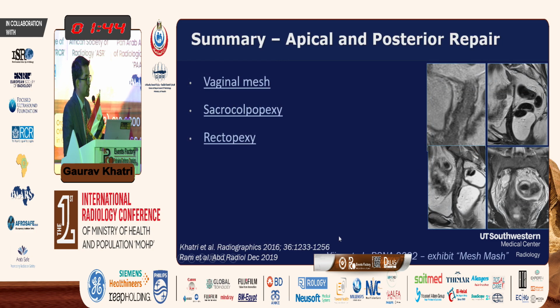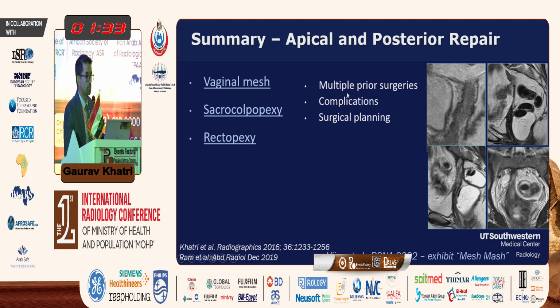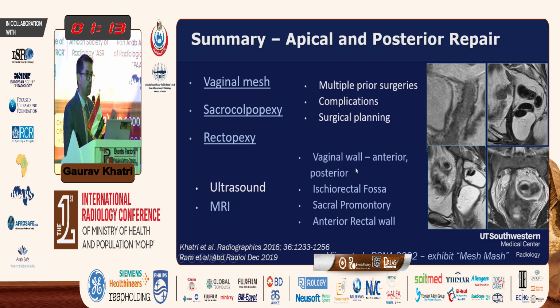Okay, so to summarize this lecture, we talked about transvaginal mesh, mesh sacrocolpopexy, and rectopexy, and these are some examples of what they look like. These patients often present with multiple prior surgeries and with various different complications, and our job is to help identify what surgery was done, identify the complications, and help with surgical planning. And ultrasound and MRI are used for this. For the apical and posterior compartment, MRI is more useful. And again, it is very important to know where to look. You want to look along the anterior and posterior vaginal walls, the ischiorectal fossa, the sacral promontory, as well as the anterior rectal wall. Thank you very much for your attention.